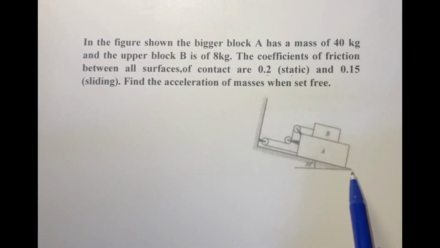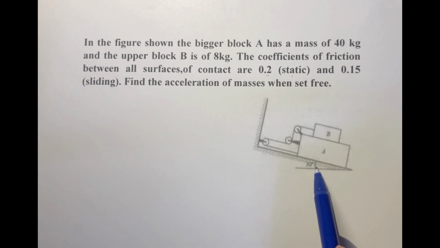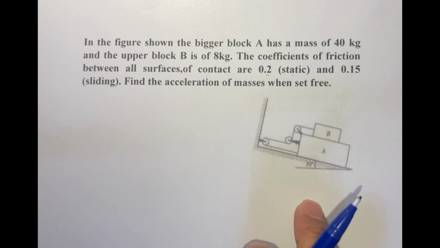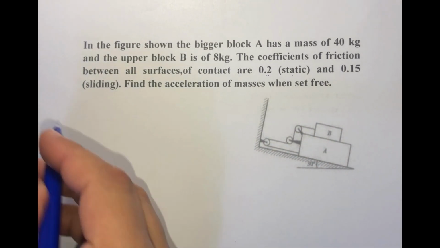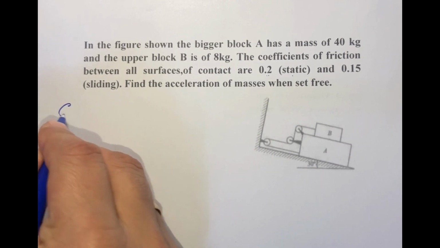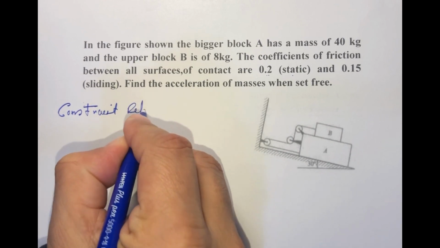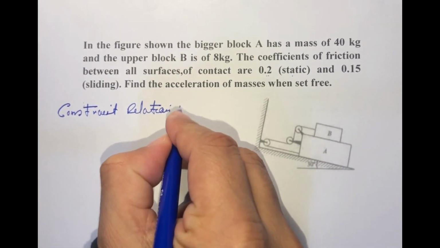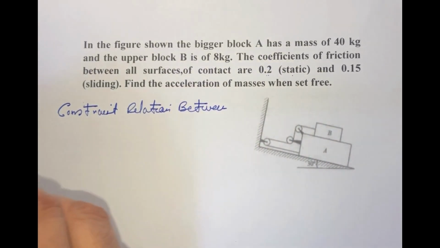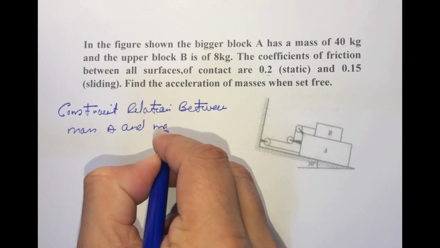So this is the figure, and this is at an angle. Both blocks A and B are at an incline, which is making an angle of 30 degree with the horizontal. Okay, so first of all, let's find out the constraint relationship of the acceleration between mass A and mass B.